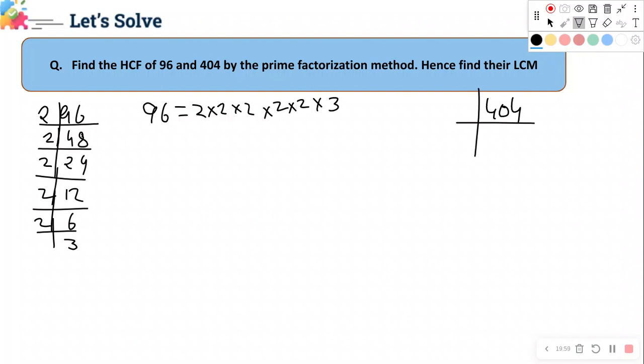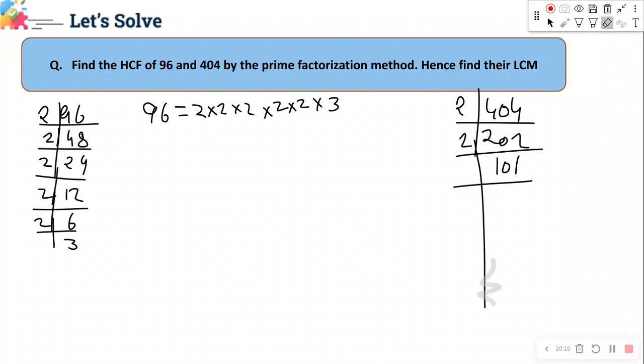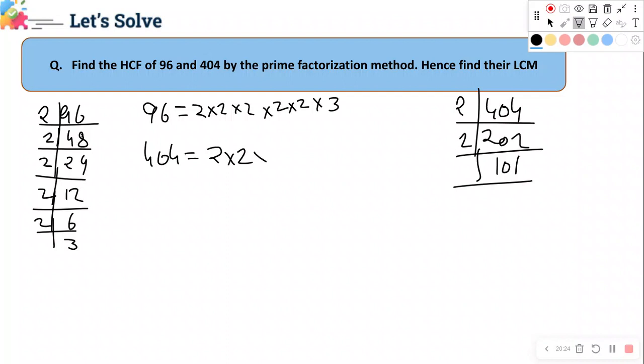Now 404. 404 divided by 2 you will do. So what will you get? 202. Again by 2 you will do. What will you get? Again by 2 you will do it. You will get 101. 101 is a prime number. Okay, 101 is a prime number. All right. So we can write 404 as 2 into 2 into 101.